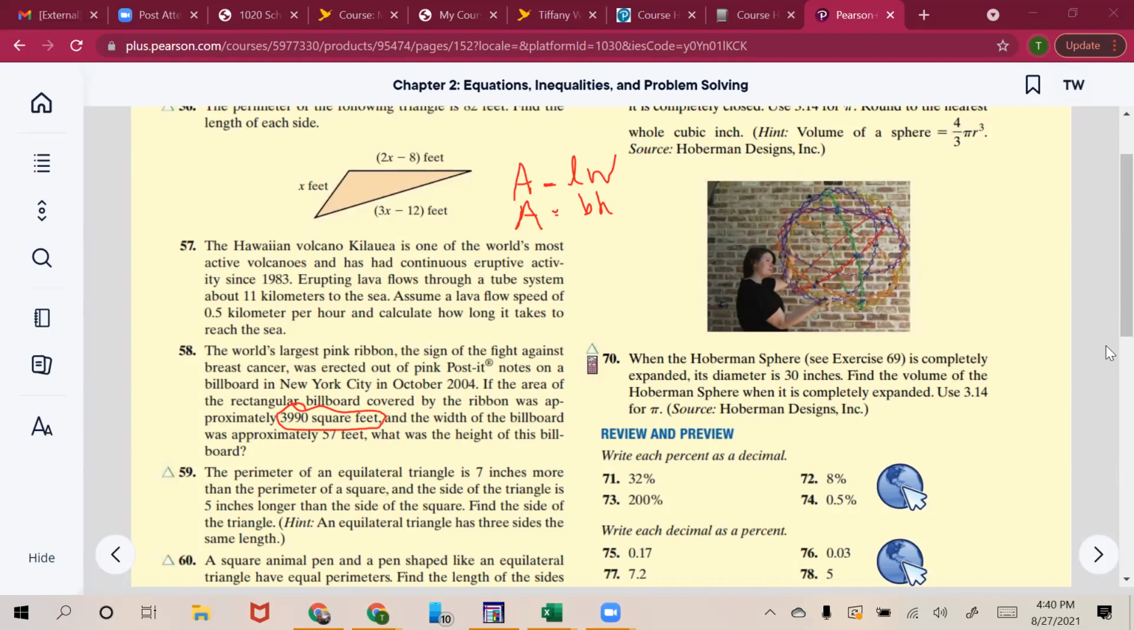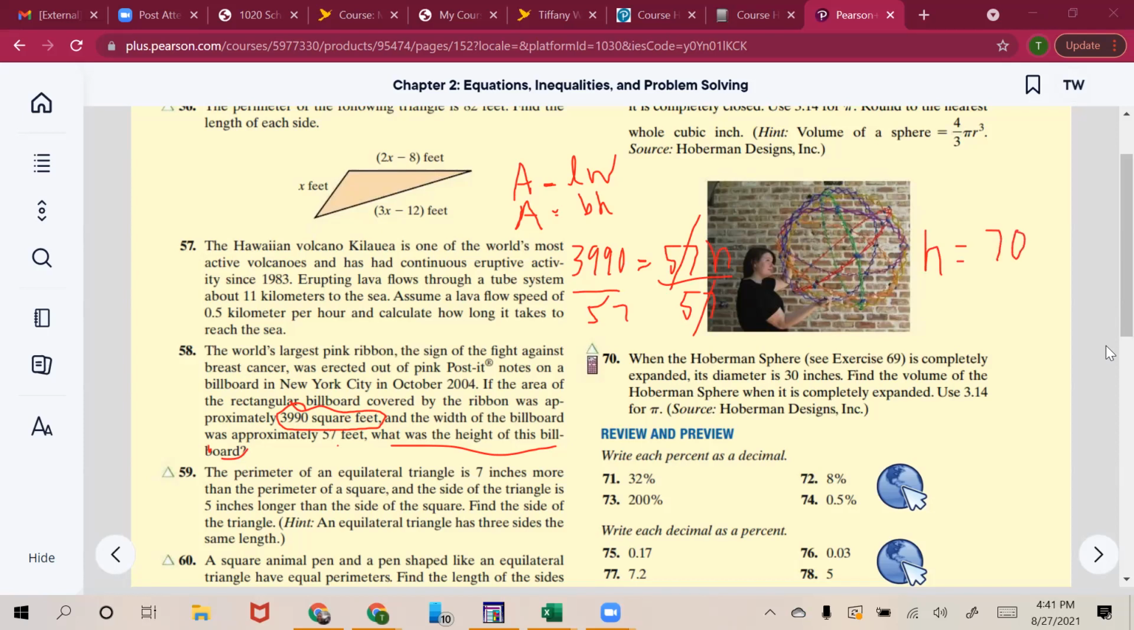So they tell us that the area is 3,990 square feet. That's the area. And then they go on to say the width of the billboard, or the base, whatever, is approximately 57 feet. So this is going to be equal to 57 feet. They want to know what the height is, right? So I'm just going to leave it h. So 57 times h. So how do we solve this now for h? I'm going to divide both sides by 57. If I divide both sides by 57, we get 3,990 divided by 57, which is going to give me a height of 70.